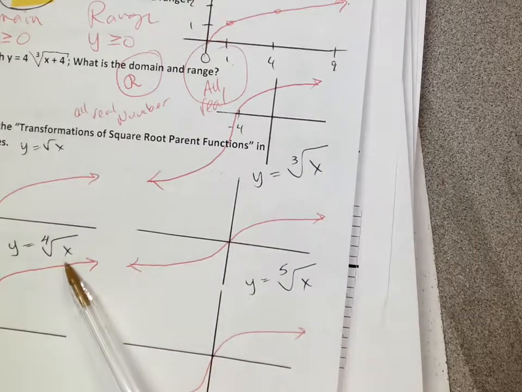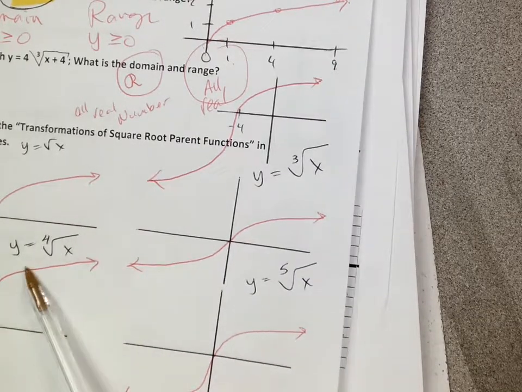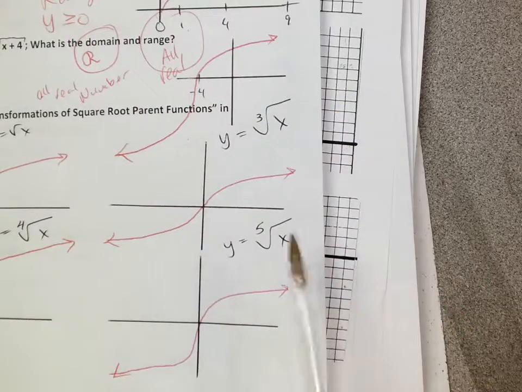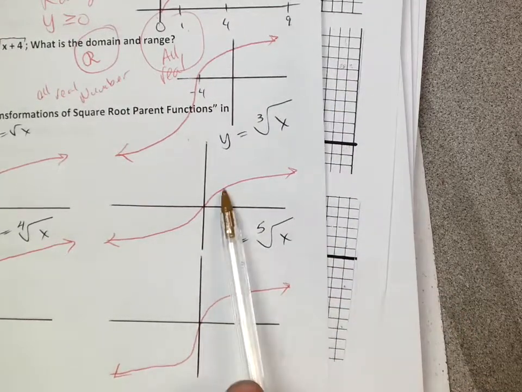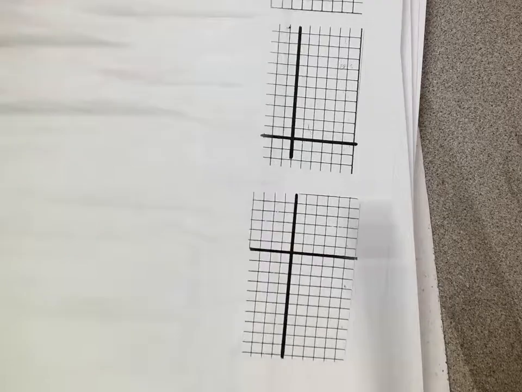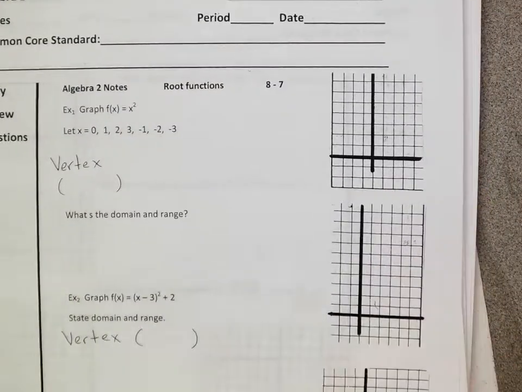Same thing with a fourth root. A fourth root looks like a square root, except a little bit steeper. Same thing with a fifth root. It looks a little bit steeper, the same as a cube root, okay? Now, if we take a look at today's notes, we're going to flip the page.